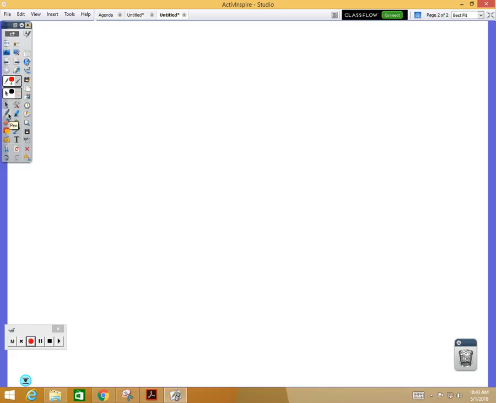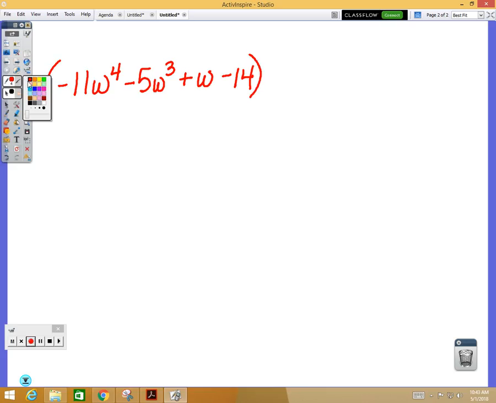So first of all, write negative 11w to the fourth power minus 5w to the third power plus w minus 14. There is our first polynomial. We are going to add to that another polynomial.